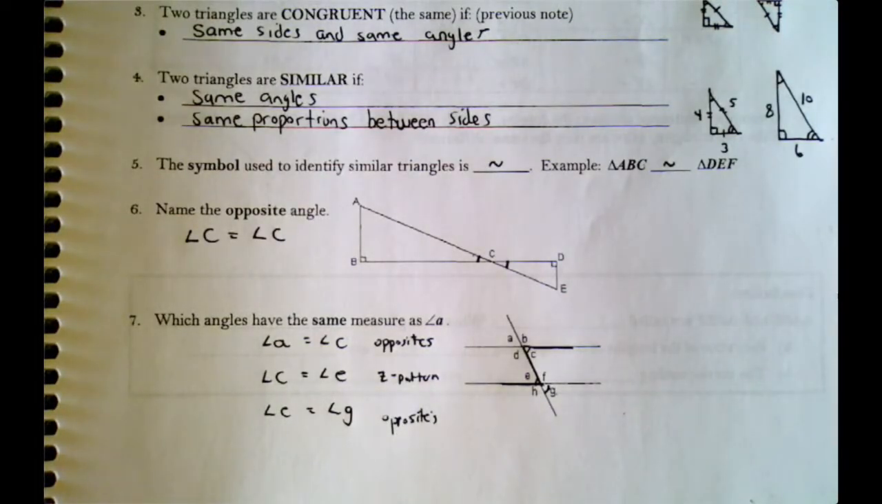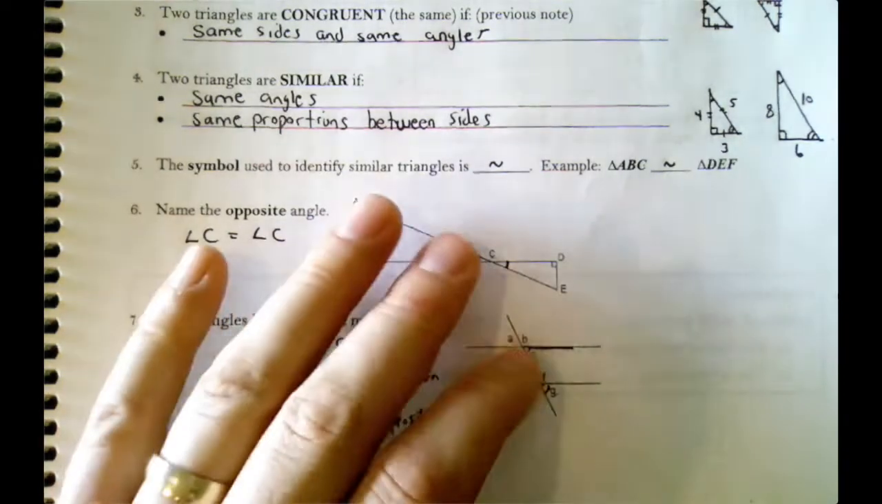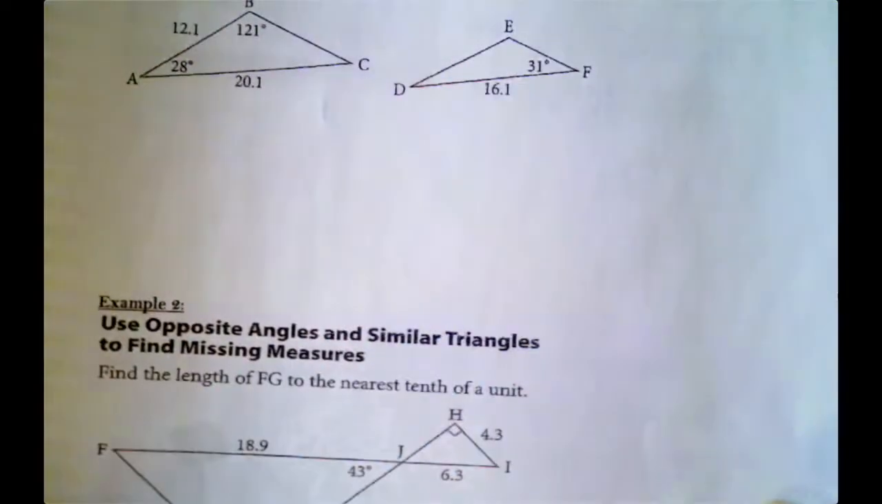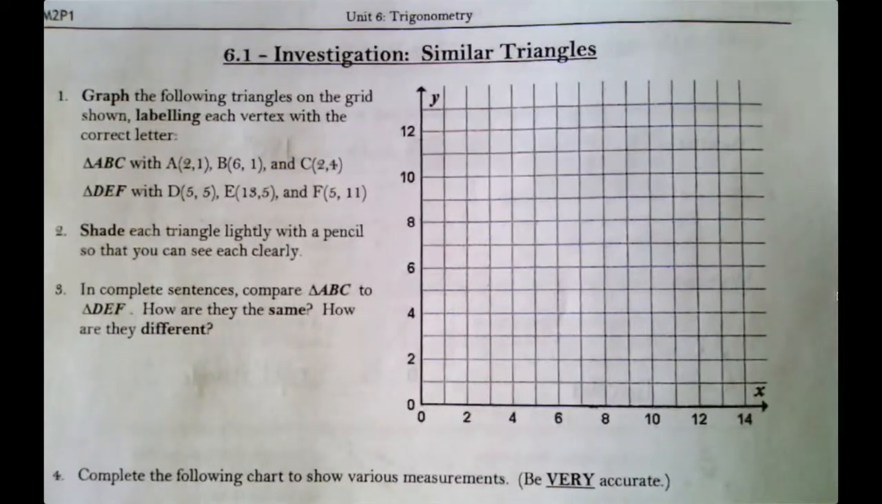All right, that's all the relevant information from previous years in math about triangles. Let's do an investigation together about similar triangles. So let's flip the page. Graph the following triangles on a grid, labeling each vertex with the correct letter.